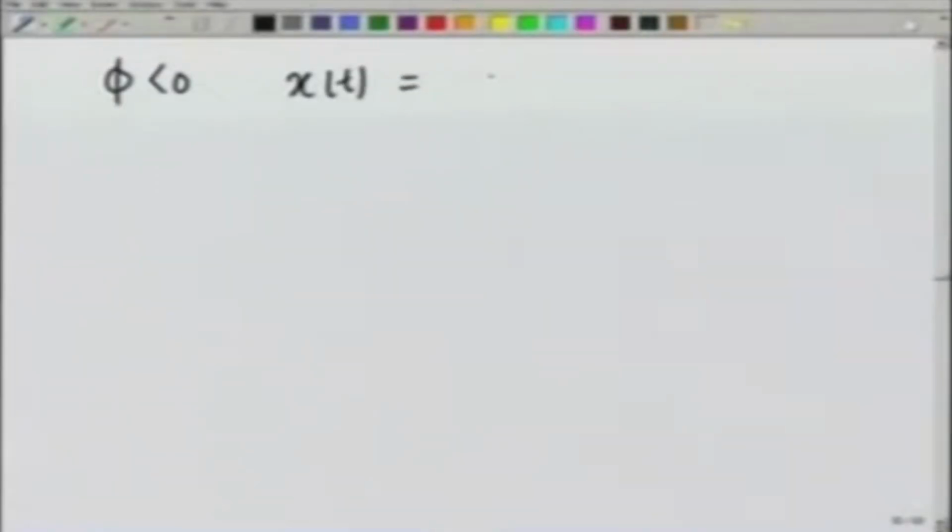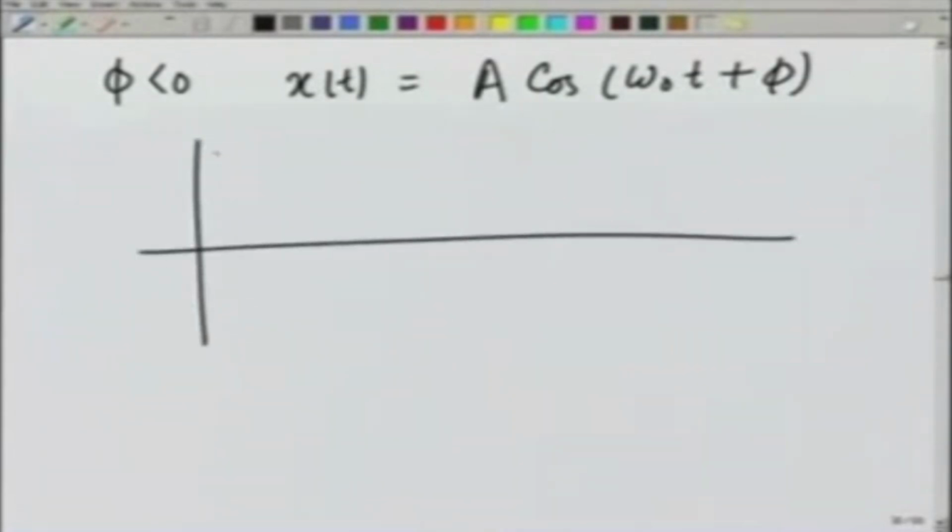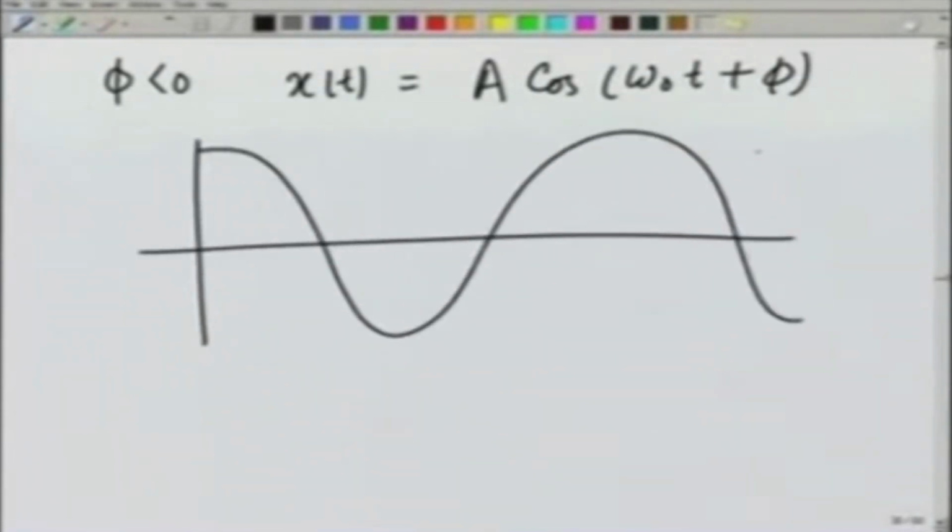Let us look at the case when phi is less than 0. So that xt, which is equal to a cosine of omega 0 t plus phi, would be such that if I were to take the case of phi is equal to 0, the motion would catch up. It will achieve the phase which it had at 0 at a slightly later time. So let us plot the case of phi less than 0. It would look something like this.